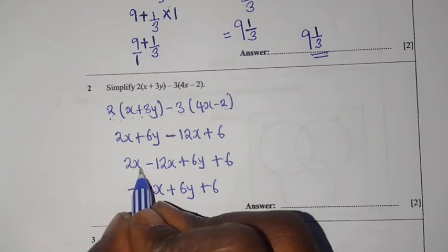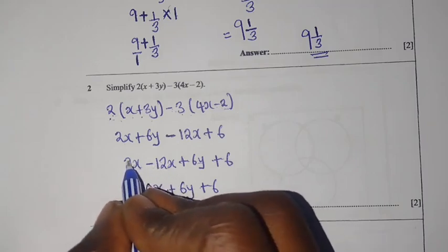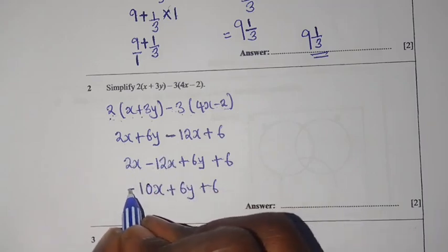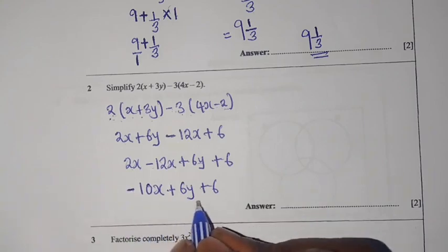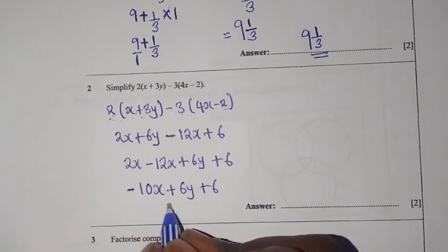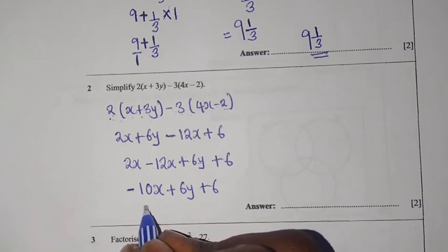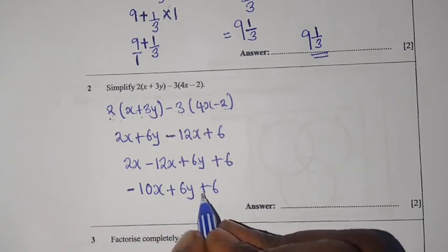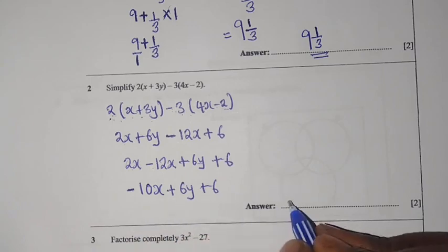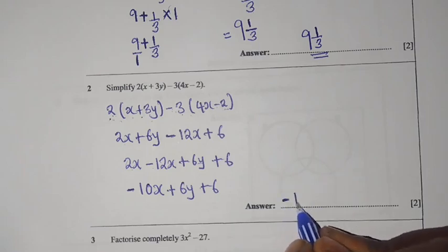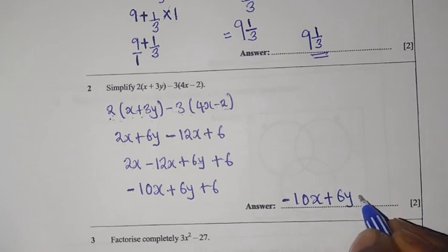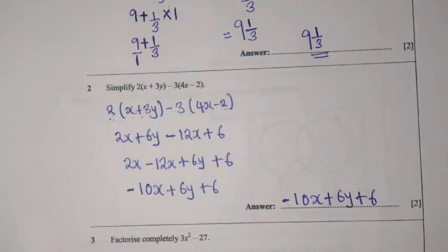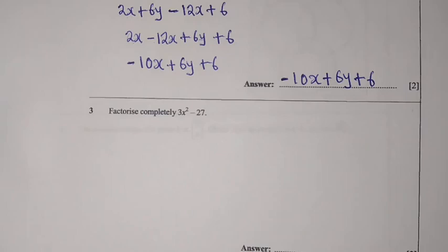So for 2x minus 12x, this is a smaller number and this is a bigger number. That's why you have a negative sign right here. I think we can leave our answer right here. It's fine, you can be marked. So I can write our answer: negative 10x plus 6y plus 6. We have simplified. Okay, so we now move on to another question.